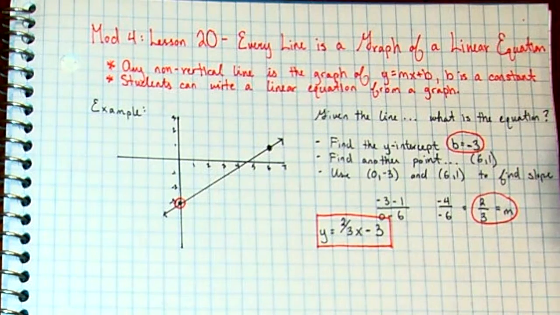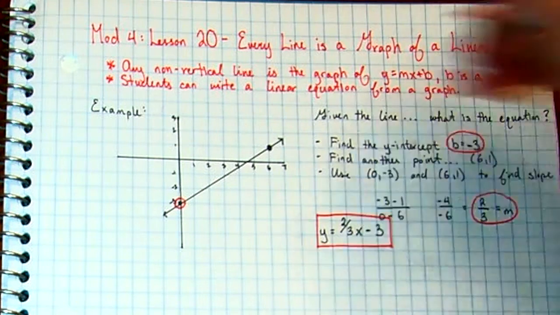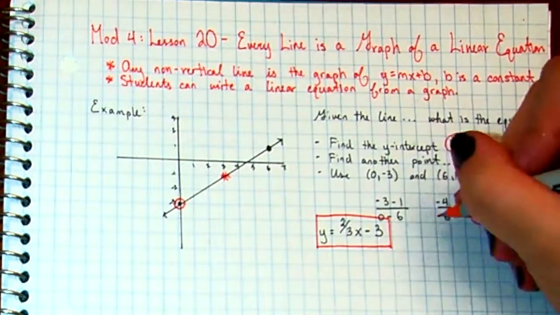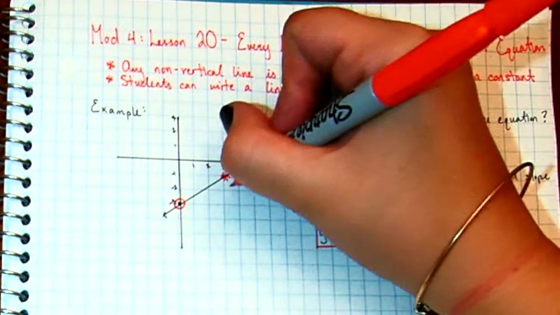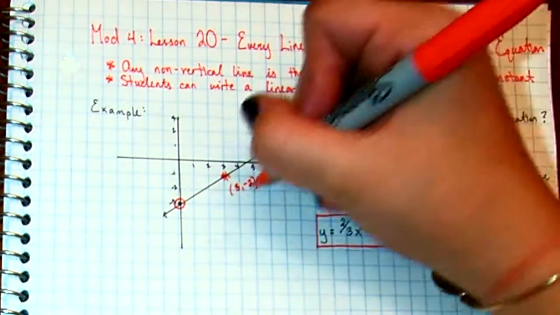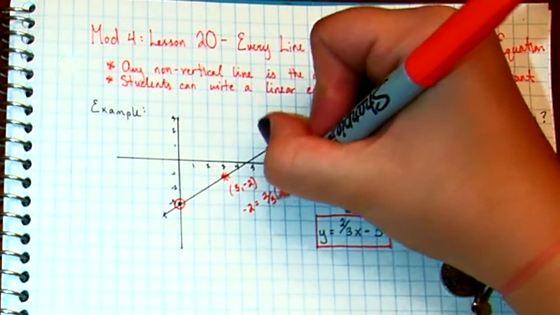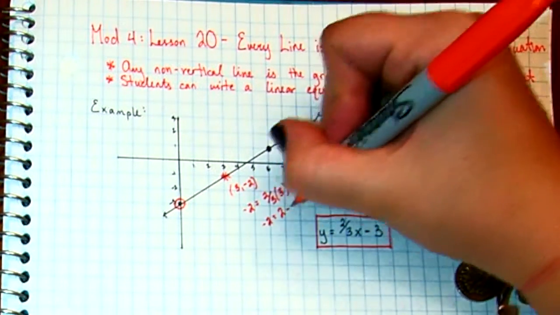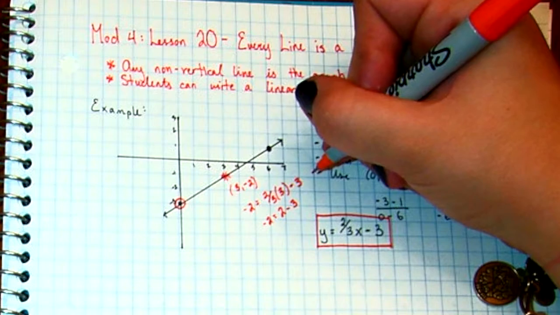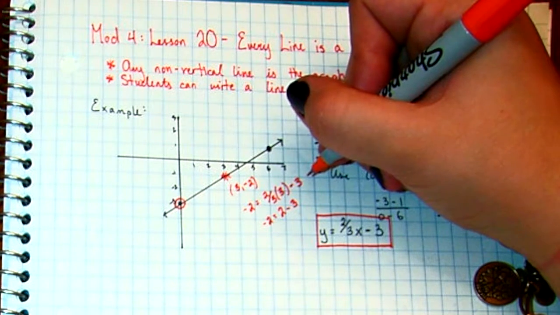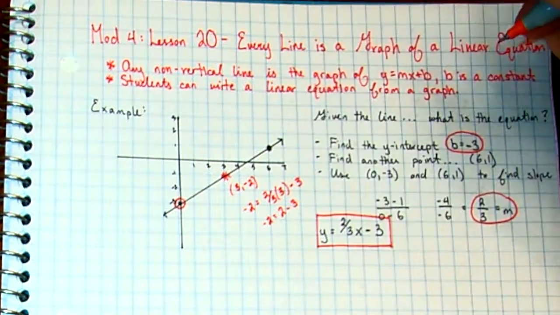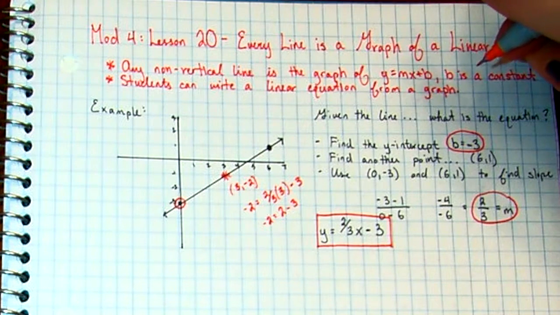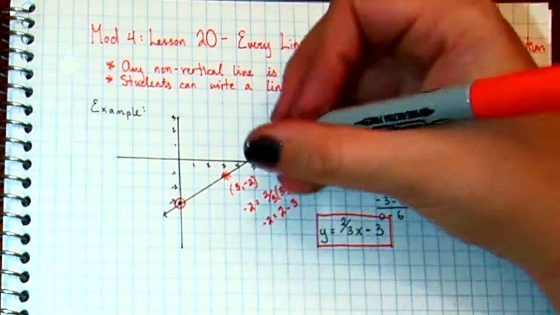When I put my slope and my y-intercept together, I have an equation. y equals 2/3 x minus 3. This should be the equation of my line. What I could do is pick another random point and just check and make sure that it's a solution to that line. So that point there was 3, negative 1. When I plugged it in, I get negative 3 equals negative 3, so my equation is in fact true.